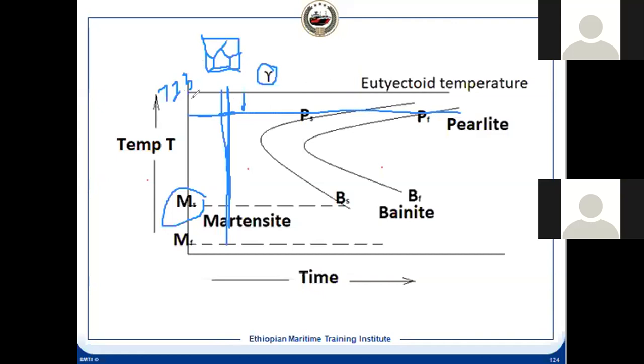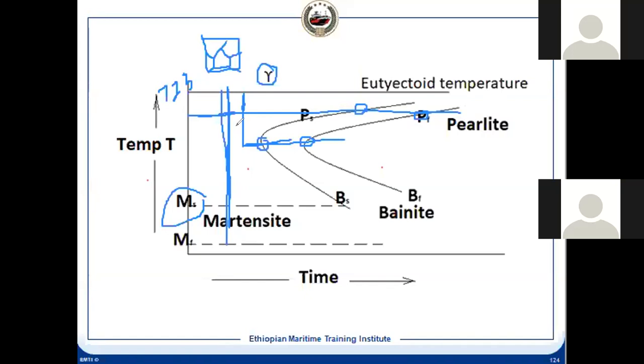So what will happen if we keep it at the temperature this way? This is the point where pearlite will start transforming from austenite, and this is the point where pearlite will be finished. It means all the austenite will convert into pearlite. After that, there will not be any change of structure. So suppose we move down to this temperature and keep it for some time. In that case, the pearlite will start transforming here and it will end here.